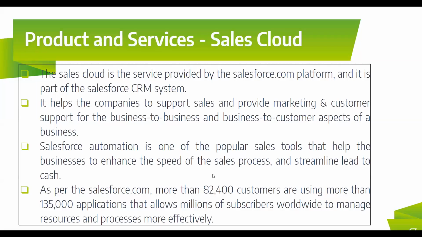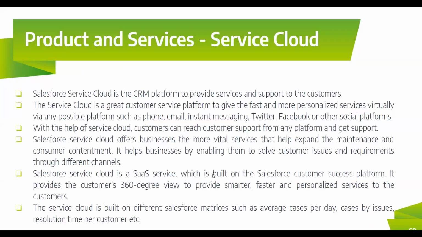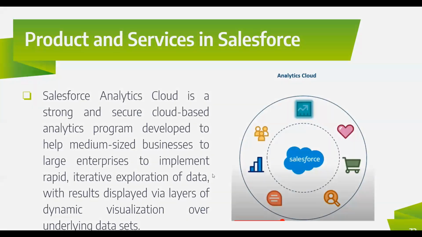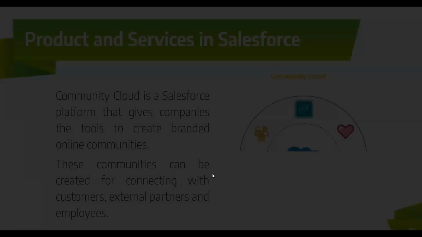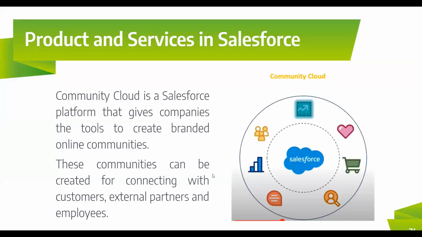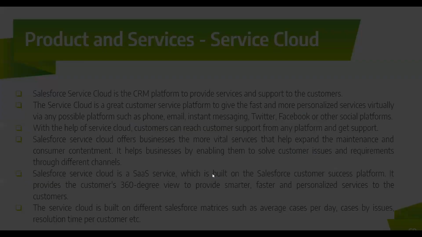Coming to products, what are the products available in Salesforce? We have different types of products, like Sales Cloud. What are the different clouds that we have? We have Sales Cloud, Service Cloud, Commerce Cloud, Marketing Cloud, and Collaboration Cloud, which is called Quip. Then we have Analytical Cloud, IoT Cloud, Community Cloud. We have different types of clouds available.